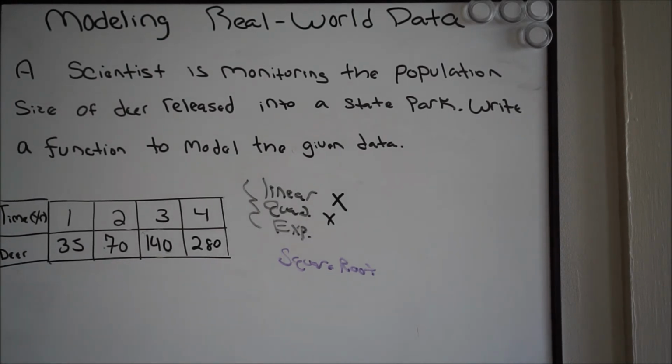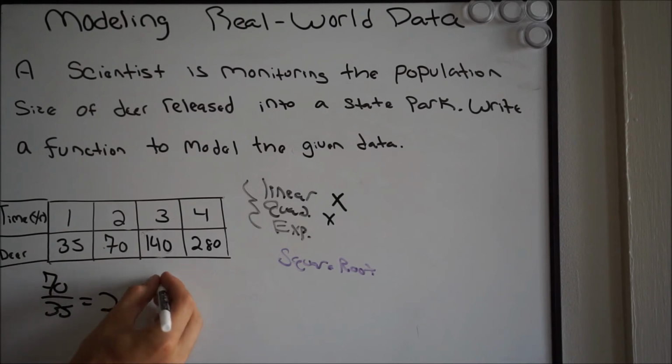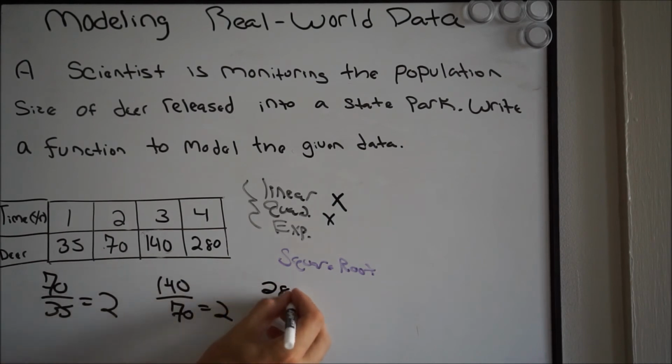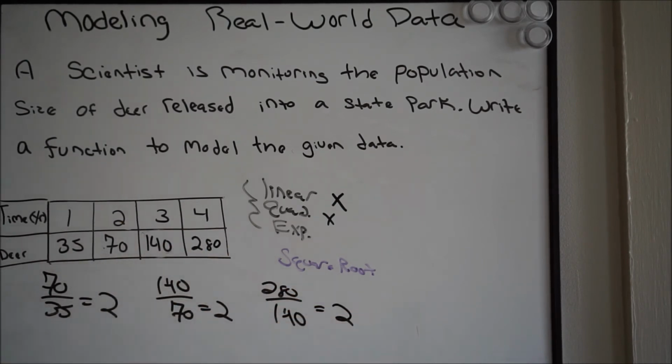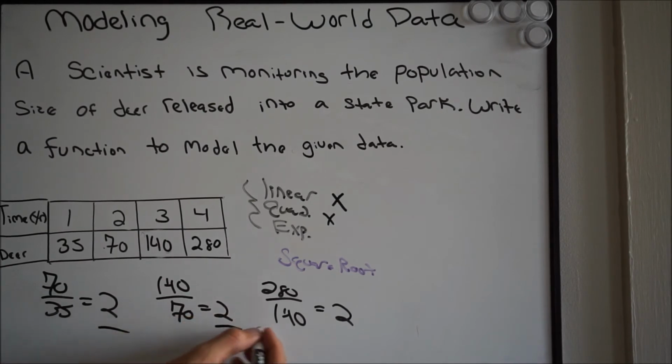However, we're going to test the ratio between our y values. I'm going to see if it's going to be a constant. All right? So we're going to do 70 divided by 35, and that will be 2. 140 divided by 70, that will be 2. 280 divided by 140, and again, that will be 2. So we have a constant ratio between our y values. It's going to be 2, 2, and 2.